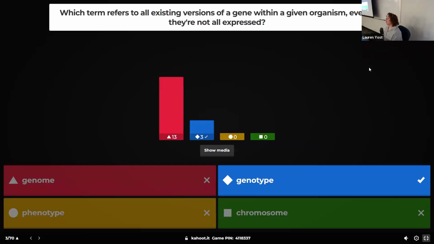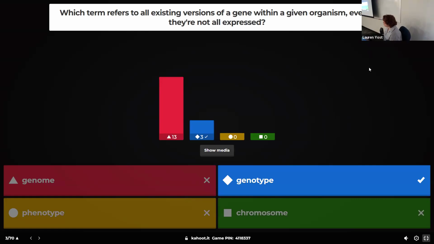All righty. I figured that it would be this way because it was for my Monday class as well. So genome doesn't refer to existing versions of a single gene. It refers to all of the genetic information in an organism. That's why I emphasized that when I was reading the question. If we're talking about all versions of a single gene, remember that you get a gene from your mom and a gene from your dad. That's all versions of a type of gene: the gene for eye color, the gene for how tall you're going to be, the gene for hair color, and whatever. So genotype refers to all of the versions of a gene that are in an organism.